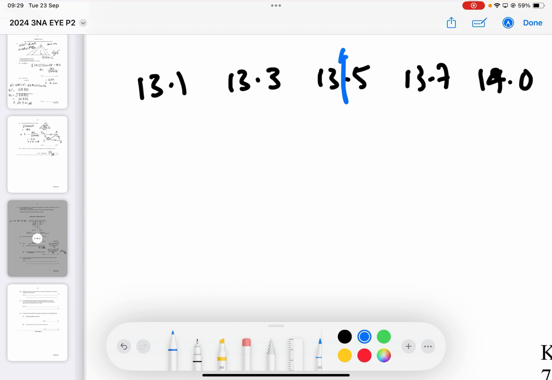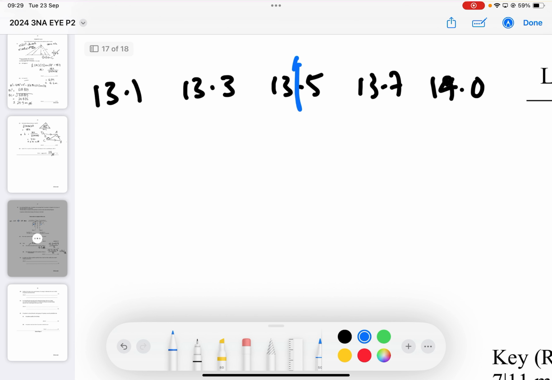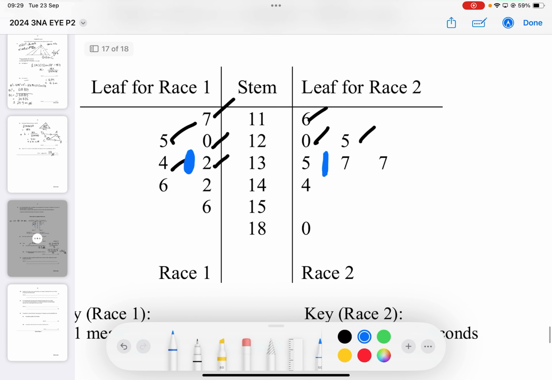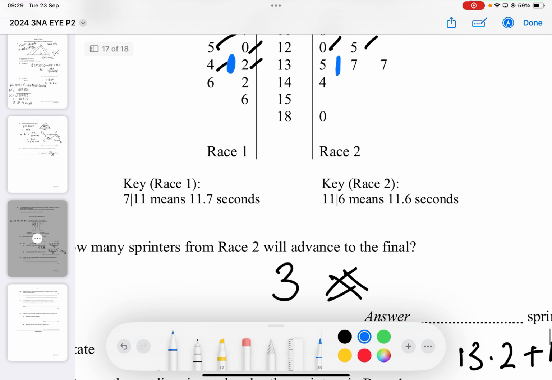Okay? So when there's an odd number of entries, the middle is an actual value. When there is an even number, you have to find the average of the two closest to the middle. Average of the two closest to the middle, either side of the middle. Okay?